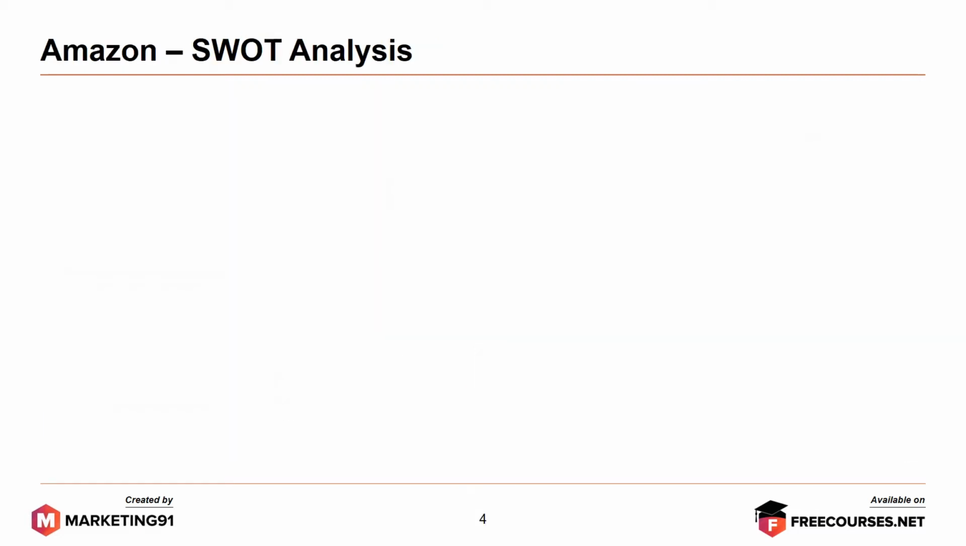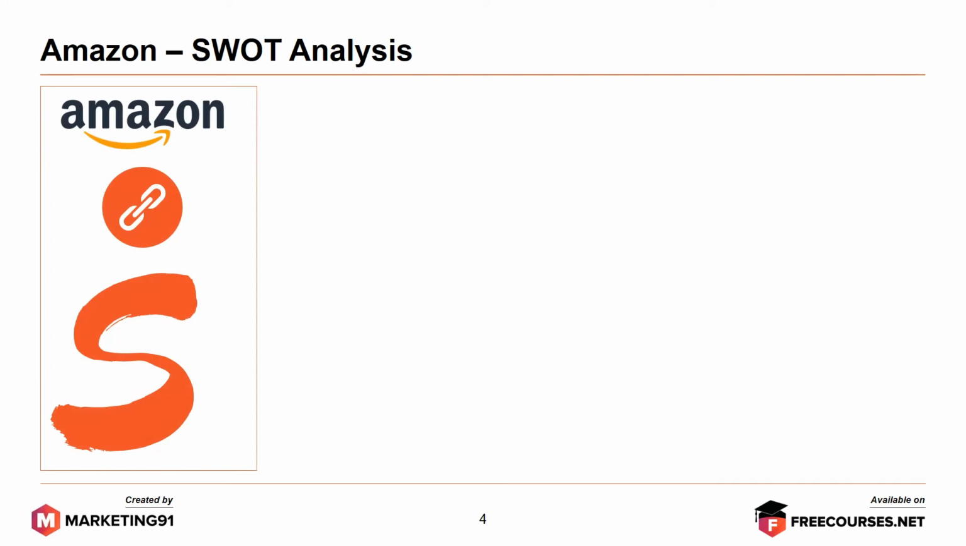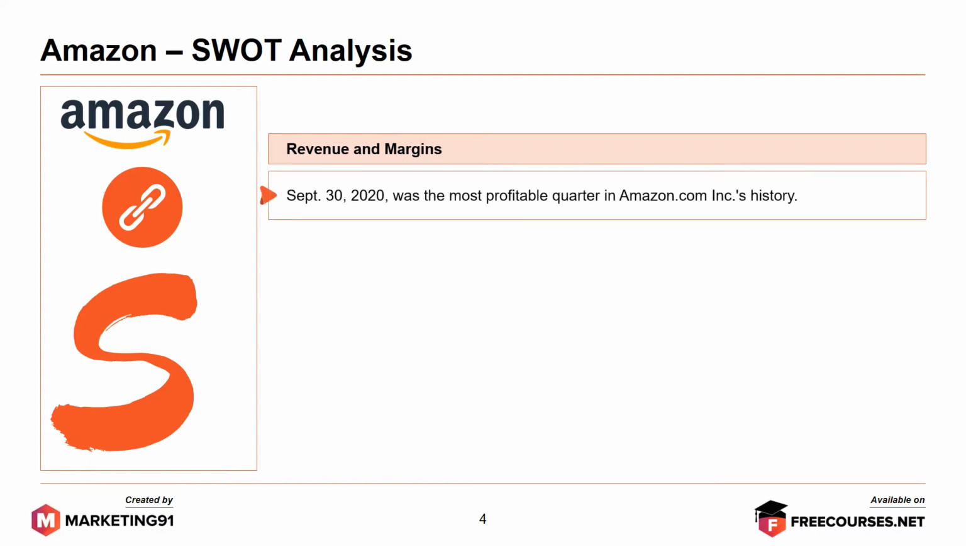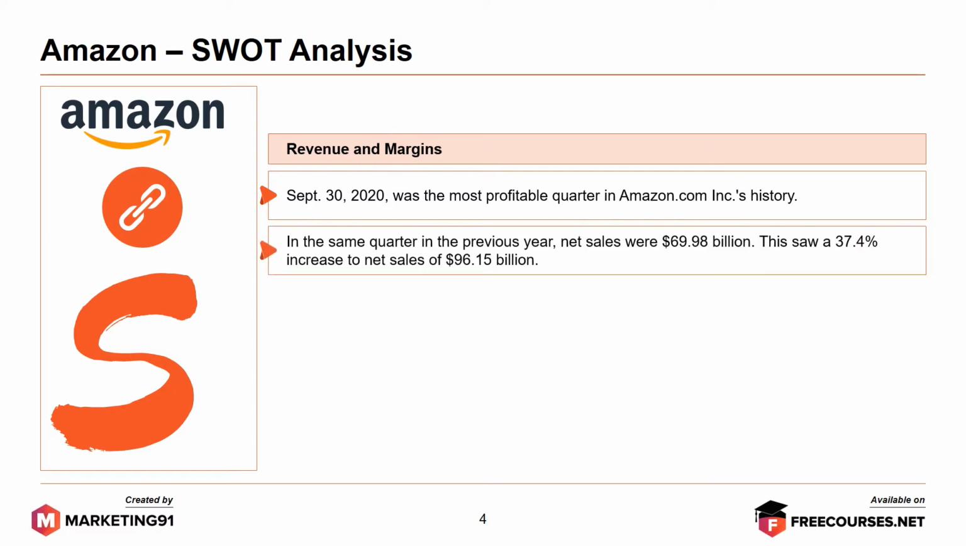Now let's look at an example of Amazon.com to understand SWOT analysis. Let's focus on Amazon's strengths. First, revenue and margins. September 30, 2020 was the most profitable quarter in Amazon's history. In the same quarter in the previous year, net sales were about $70 billion, but the quarter in 2020 saw a 37.4% increase to net sales of about $100 billion in that quarter.